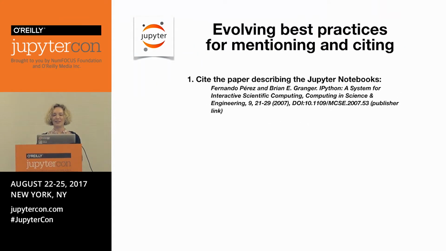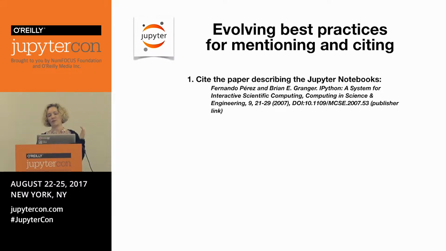And so the best practices for mentioning and citing, I took this from the AAS, the American Astronomical Society, which is their recommendations on citing code, but I am applying this to the Jupyter Notebooks because I think that it makes sense from a citation point of view. The first thing you should do is cite the paper, the mother of all the papers, which is our dear leaders, Fernando and Brian's original IPython paper, which if you go to jupyter.org, they also ask that this is the paper that you cite.